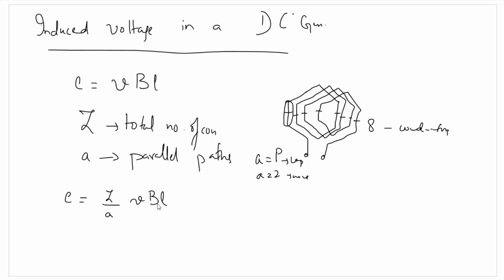So the total induced voltage in one path will be Z by A VBL, and since all the paths are in parallel, this voltage will appear across all these parallel paths. We can also write V equal to R omega. That means E will be Z by A R omega B L, is equal to Z by A R omega B L.